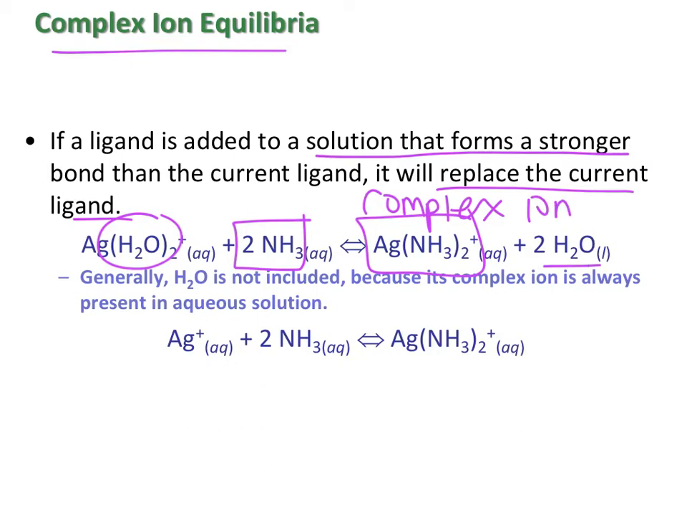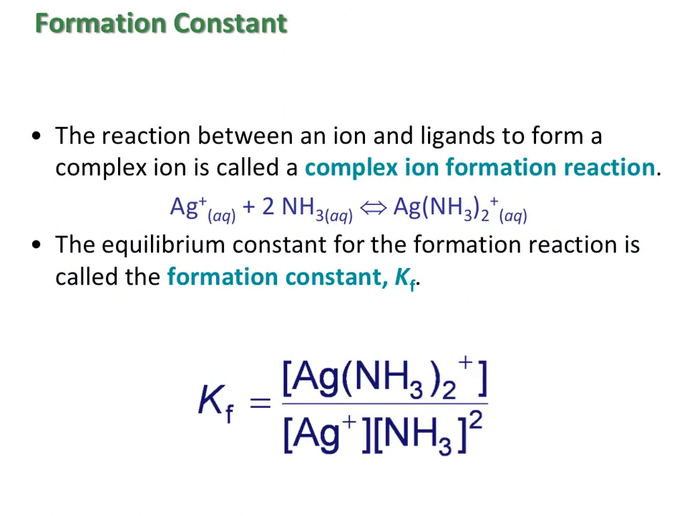And you kind of displace water. And we have finally another K value. So the reaction between an ion and ligands to form the complex ion is called a complex ion formation reaction. And what we can express for this complex ion formation reaction is a formation constant, so a Kf.